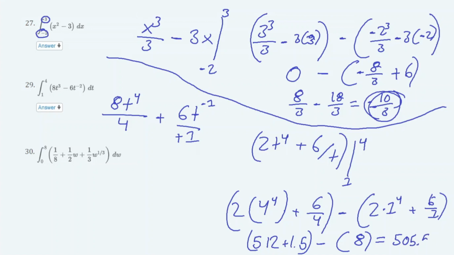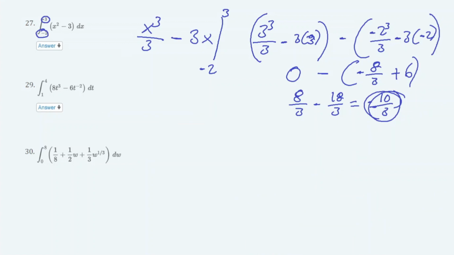So yeah, 505.5 will be your final answer. Now let's take a look at number 30. So for number 30, we have 1 over 8 plus 1 half w plus 1 over 3 w to the 1/3 power. So we're going to integrate that.